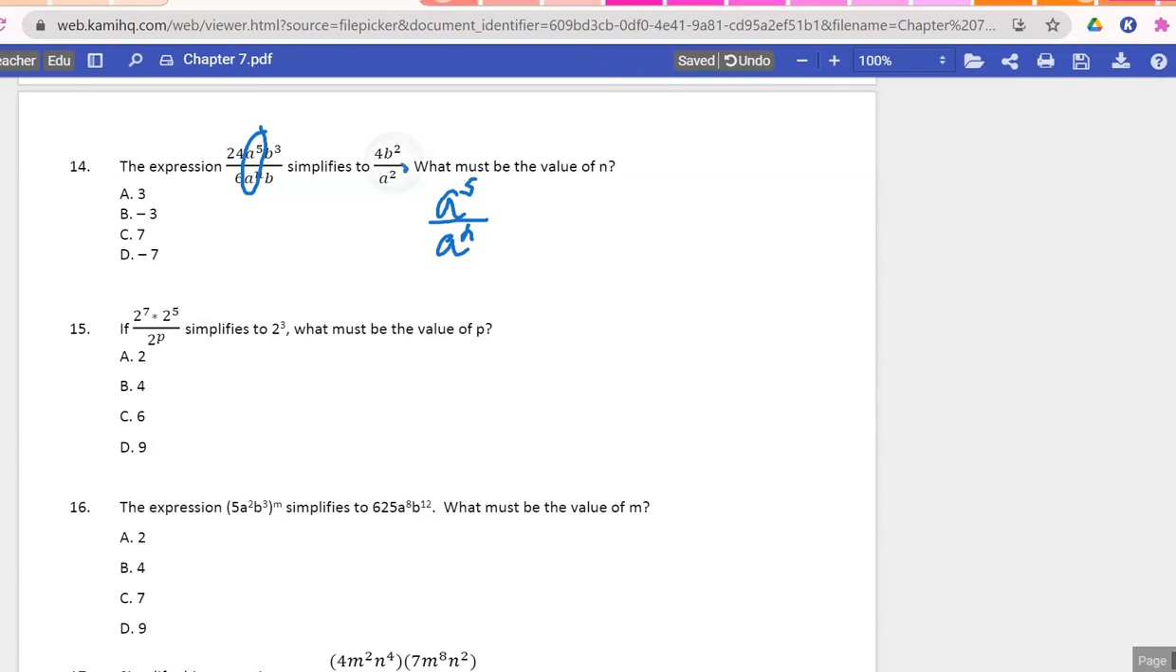When you are looking at your simplified answer here, you have a to the 2nd on the bottom. So that tells you that this is going to simplify to 1 over a to the 2nd. Just look at the pieces of this that you need. Don't overthink it. With a to the 5th over a to the nth, you know that you're going to use quotient of powers rule, and you're going to subtract. So you get a to the 5 minus n power here.